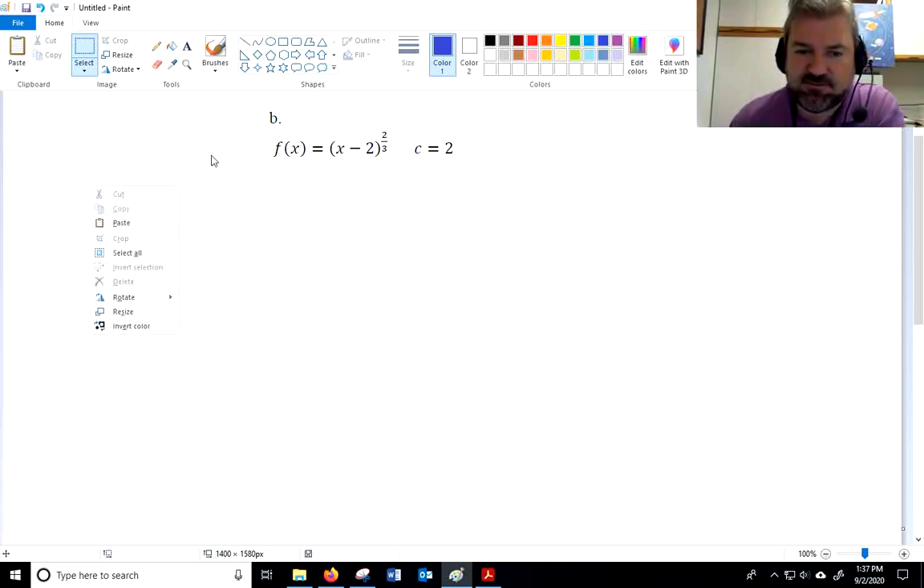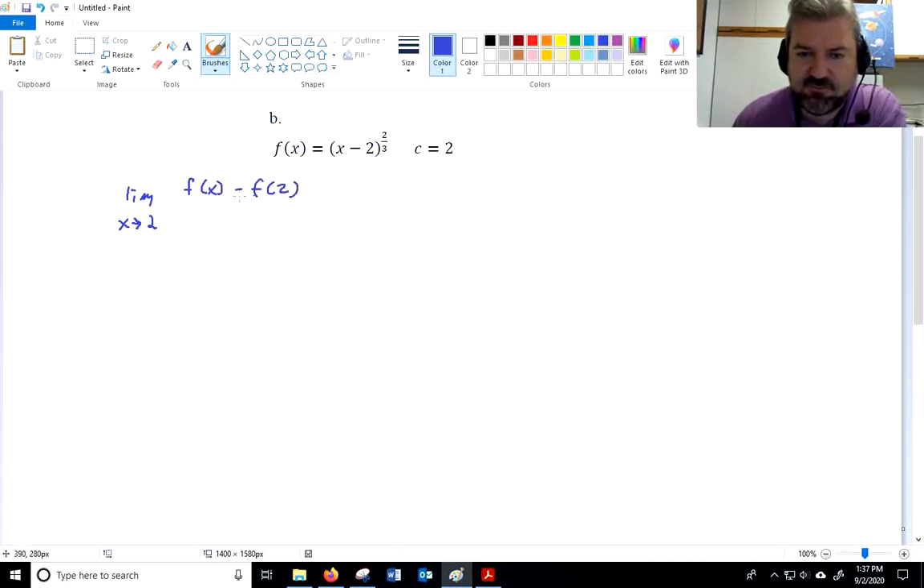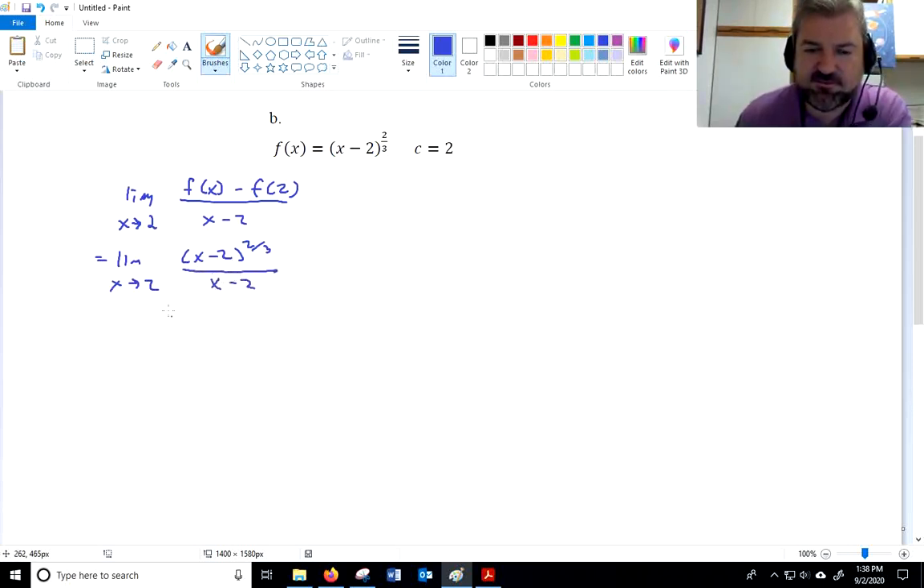All right, we know that the derivative, we're using the alternative today, right? The alternative definition of the derivative is the limit as x approaches the c value of 2 of f of x minus f of 2 all over x minus 2. My f of x is x minus 2 to the 2/3. F of 2, if you plug that in, you get 2 minus 2 is 0. 0 to 2/3 is 0. All over x minus 2.